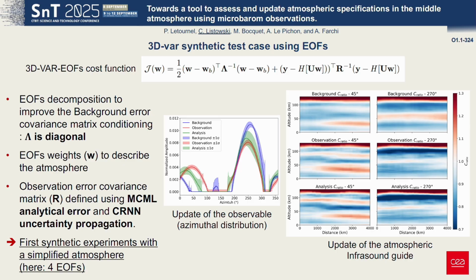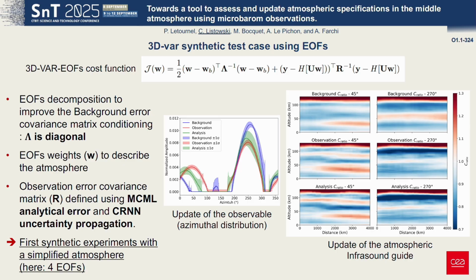And so here the distributions, these are synthetic observations because it's easier to start with this. And so we see the background, the prior, is the blue distribution, the observation, the synthetic one, is the red curve, and the green curve is the analysis, and it goes closer to our observation.